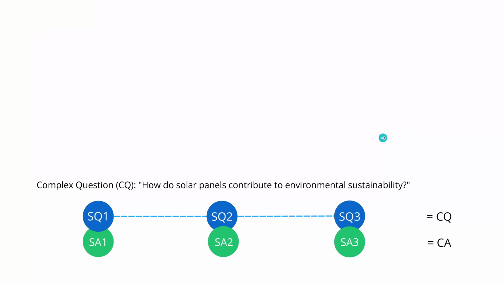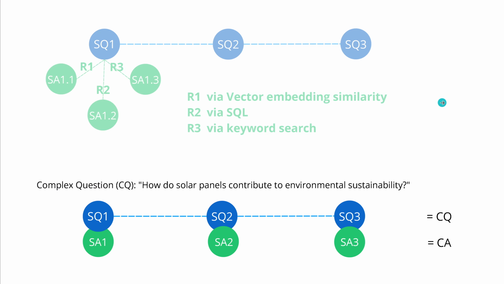You say, okay, so wait a minute. If I see this now here as a graph structure, I can say, okay, why only have one answer generated here for my simple query? What if I go with 3 different retrievers and I go, for example, here with R1 to a vector embedding similarity. With R2, I go to a SQL database or NoSQL or whatever you have. And R3, hey, why not do a simple keyword search?